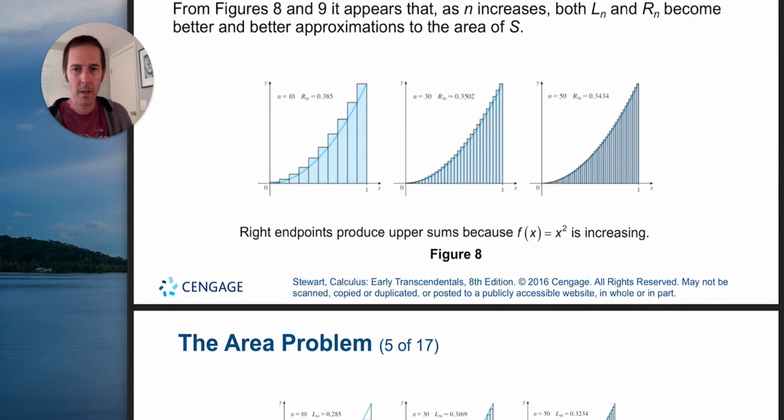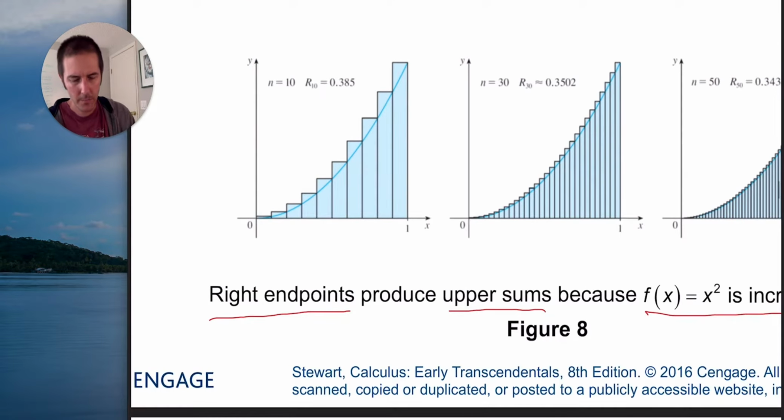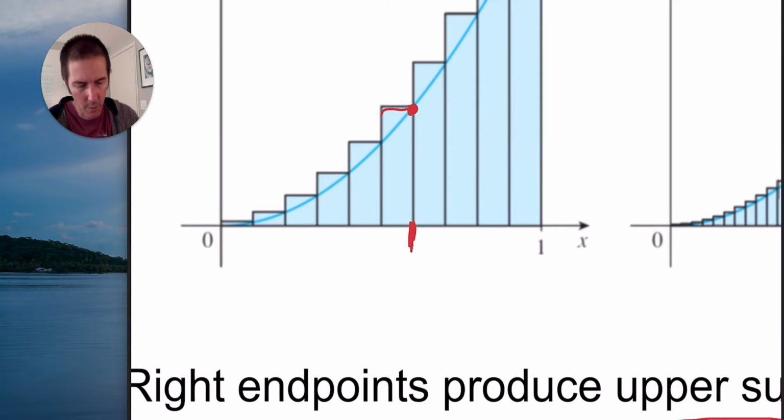The other thing that's being mentioned right here is that right endpoints produce upper sums, in other words, overestimates, because this function is increasing. This x coordinate takes us up to this point as a y coordinate, and since we're using right endpoints, it's taking us over to the left there, which causes us to take an overestimate in the area of this rectangle. Notice that a portion of that rectangle sticks up above the curve.